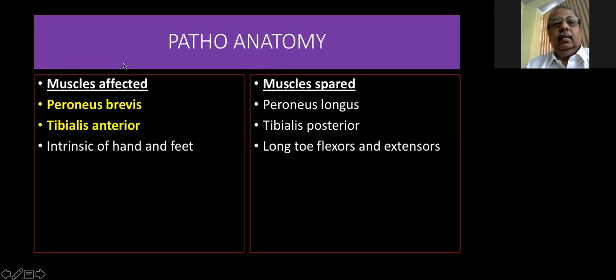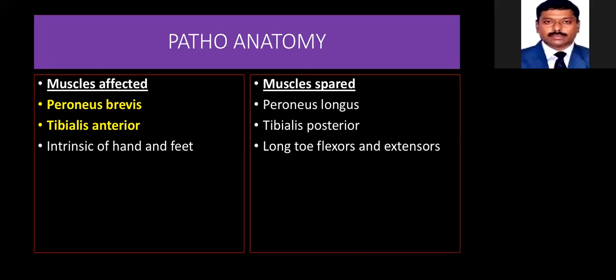So what is the pathoanatomy? For some reason, some muscles are affected and some muscles are spared. Which are the muscles that are affected? The peroneus brevis and the tibialis anterior are affected, and the intrinsics of the hand and feet. These are the three important muscles that are affected in Charcot-Marie-Tooth. The peroneus longus is spared, peroneus brevis is affected. Tibialis posterior is spared, tibialis anterior is affected. Long toe flexors and extensors are also spared, while the intrinsics are affected.